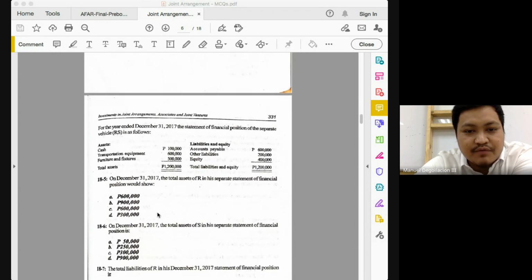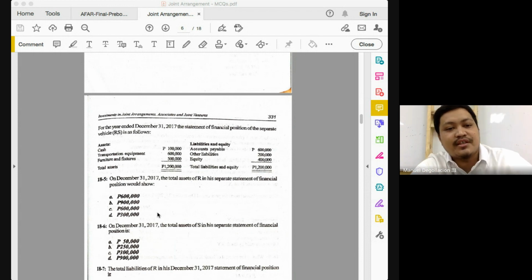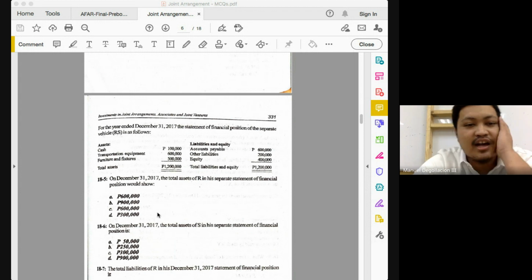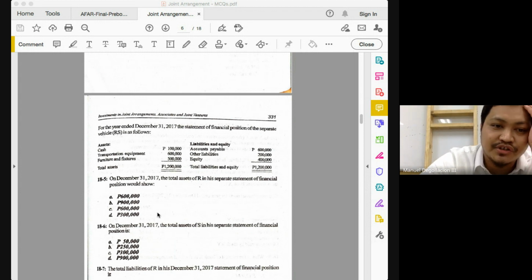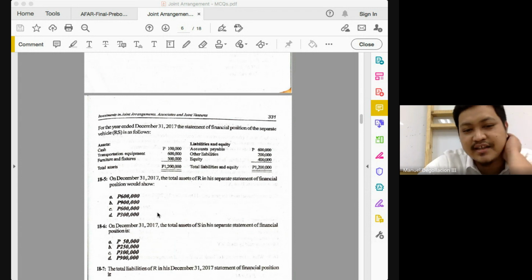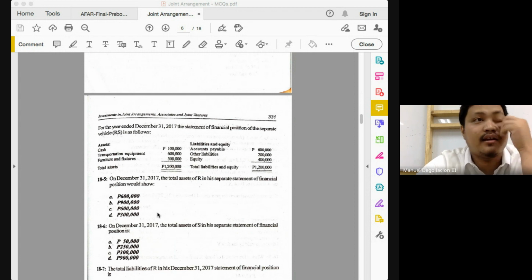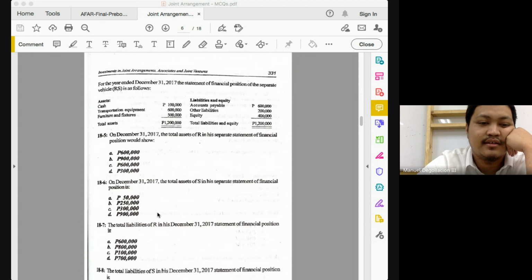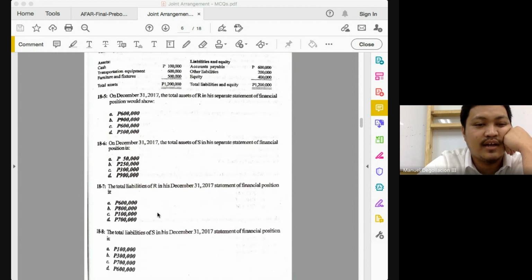18-6, now this time for S. Does S have a share in the cash? Yes. Does S have a share in the transportation equipment? No. Does S have a share in the furniture and fixtures? Yes. How much is the share of S in the cash? 50,000. In the furniture and fixtures, 250. So the assets that will be attributable to S, which it will report separately, will be how much? 300,000. Okay. So can you imagine how the next exam would be the easiest exam that you will have, class?